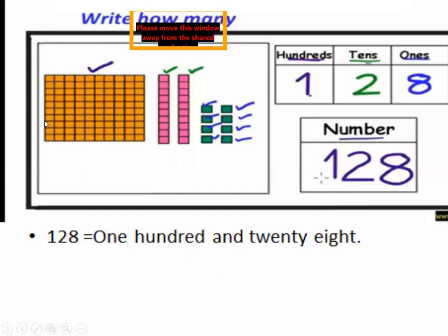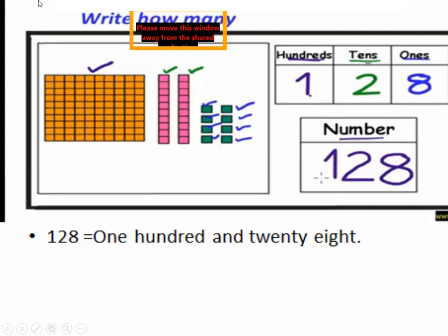And tell me how many 100 blocks are there. There is only one square, and this square shows 100 blocks. So we write 1 in the 100 column. So we get the number 128.